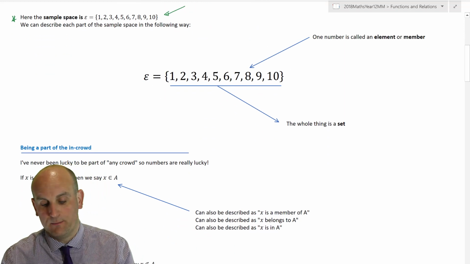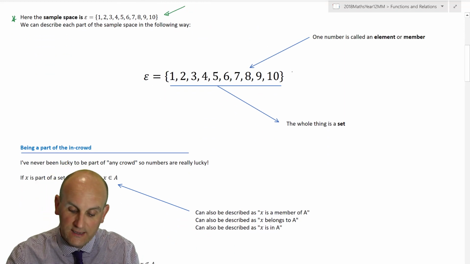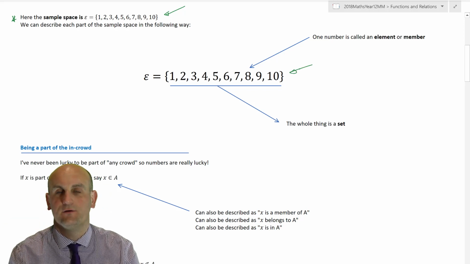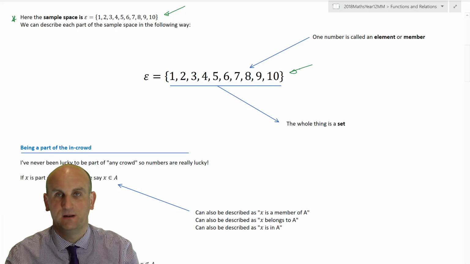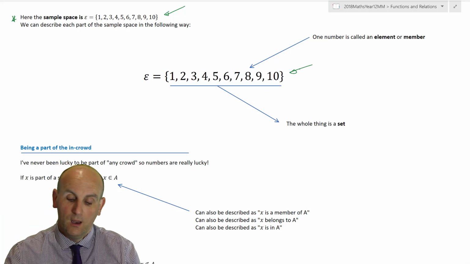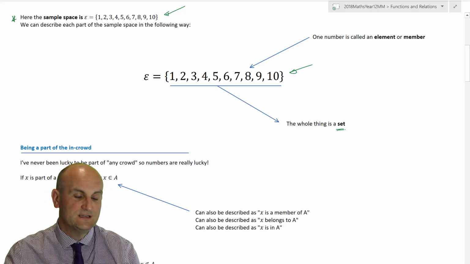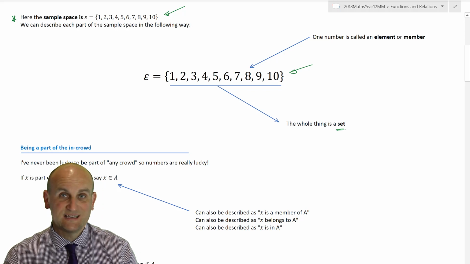So as I scroll up and I put here though, 1, 2, 3, 4, 5, these curly brackets are incredibly important. Don't put square brackets, means something completely different. Don't put curved brackets, means something completely different. It has to be those curly brackets there, and they're a nightmare to try and draw. As I've said a moment ago, all of those numbers together, 1, 2, 3, 4, 5, 6, 7, 8, 9, and 10, are called a set.